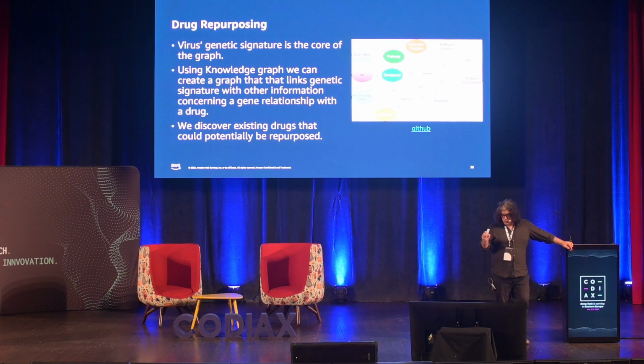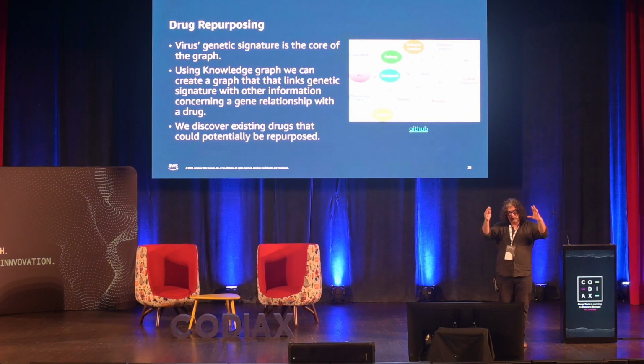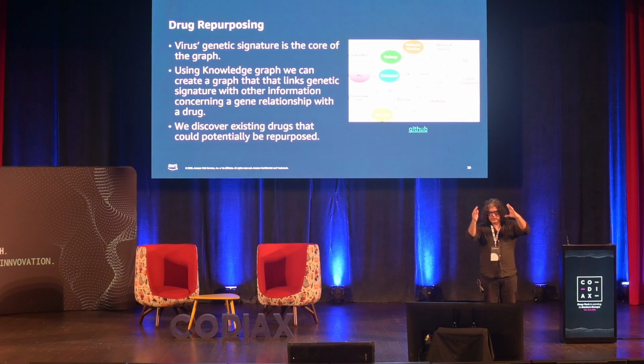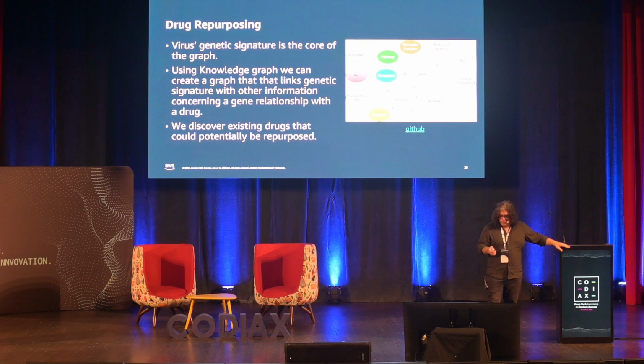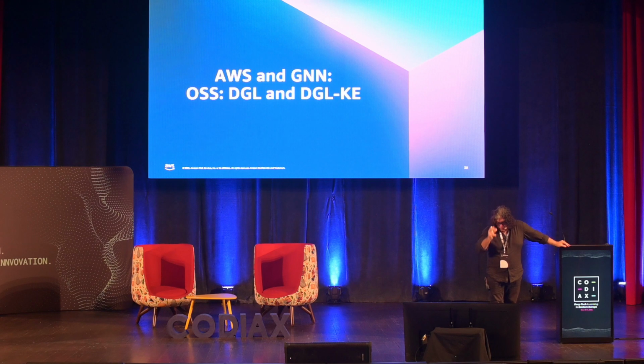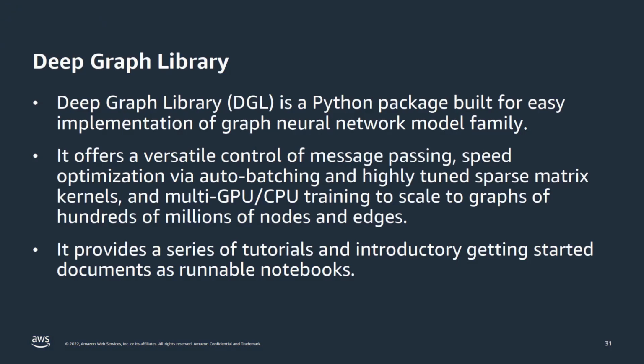So that is coming from that research. The virus has a genetic signature that is the core of the graph. And then using the knowledge graph, we can create a graph that looks at all of this other information related to that genetic signature. And then we do something like graph clustering or graph prediction, the whole graph or subgraph prediction, and we can come up with a list of drugs that exist that can be repurposed. So what have we done in the open source universe for these things?